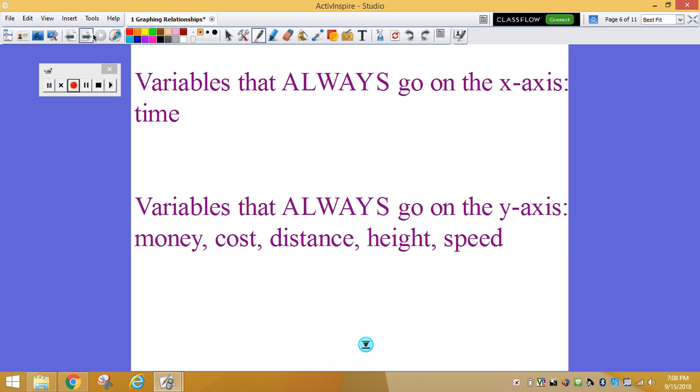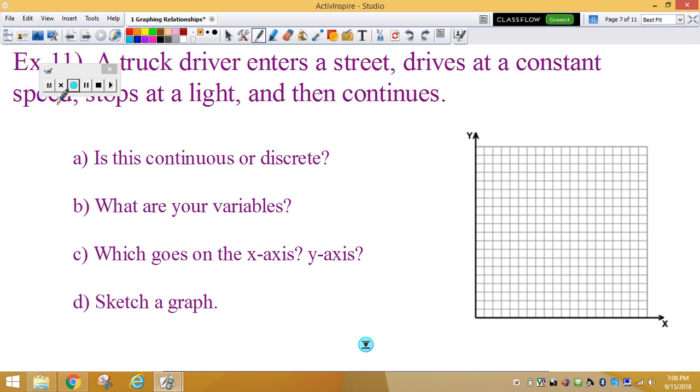All right, this again I would write down because we're going to start graphing. And this will help you. Variables that will always go on the x-axis are time. Anytime you're talking about time, which is going to be the majority of what we're graphing, it's going to go on the x-axis. Variables that always go on the y-axis are going to be money, cost, distance, height, speed. All of those will go on the y-axis. So let's get to it. Let me move this out of the way. And we will do this.